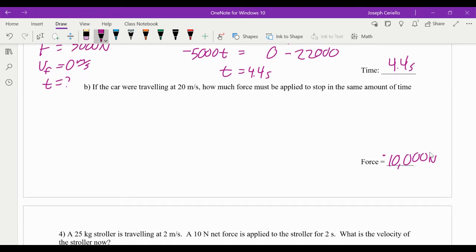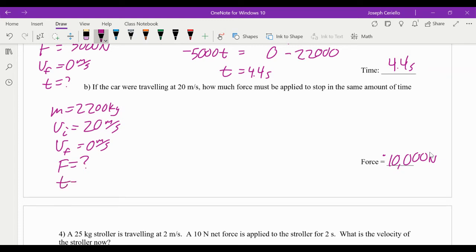So if the car were traveling at 20 meters per second instead, so it's the same car, so the mass is still 2,200 kilograms, and the initial velocity in this case would be 20 meters per second instead of 10. Okay, you're still stopping it. How much force would be needed to apply to stop it in the same amount of time, 4.4 seconds? All right, so let's work through it.